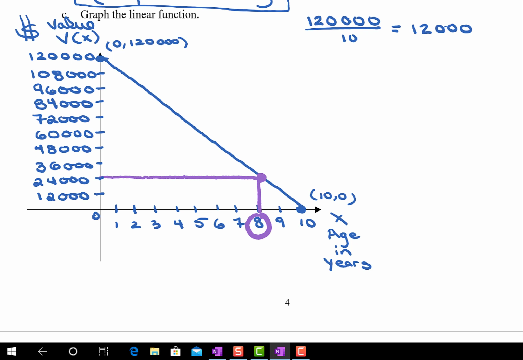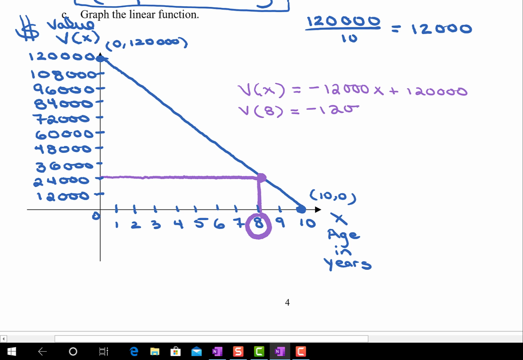But another way we can show this, just in case you're looking at the graph and saying, my graph doesn't look very accurate, I'm not able to get it to line up exactly with the right value. What's another way I could do this problem? You could take your v of x linear function that we came up with, v of x is equal to negative 12,000x plus 120,000, and you could substitute x equal to 8. V of 8 will be equal to negative 12,000 times 8 plus 120,000. And this will also get you that value, just in case your graph is a little bit off and you're having a hard time figuring this out.